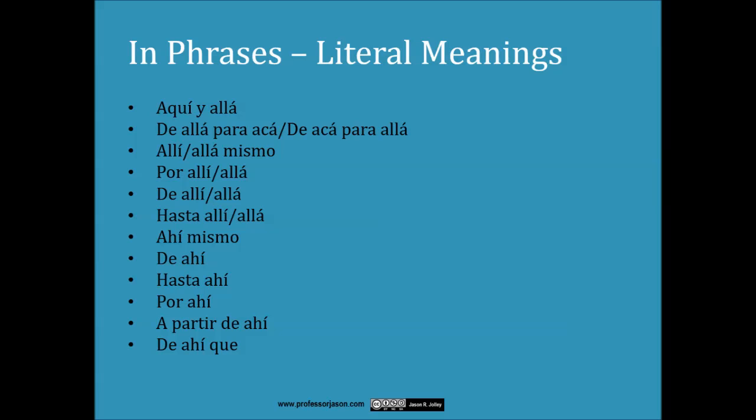Then the last 2 are more conceptual. They're sort of used as transitions in writing or speech. A partir de ahí means from that point forward. A partir de ahí, right? And de ahí que is again, a connector that means thus or consequently.